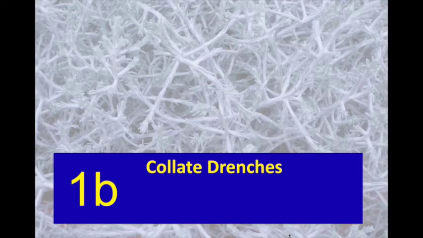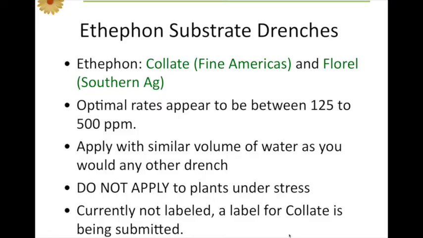So I want to shift gears just slightly and look at Collate drenches. And so really it's Ethephon that we're looking at. So there are 2 Ethephon products. There's Collate and there's Florel. For drenches, we're looking at rates between 125 and 500 parts per million. And you need to apply it with a similar volume of water as you would with any other drench, and don't have the plant stressed.